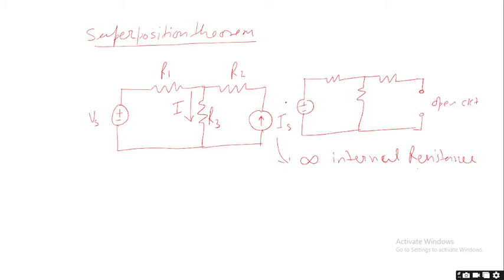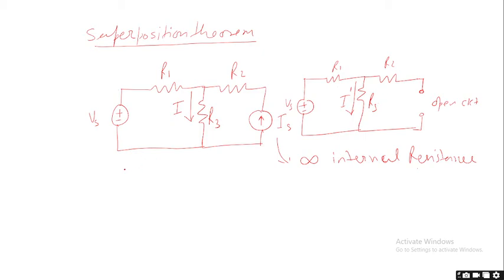And suppose this voltage source Vs supplies current I dash in resistance R3. So we will calculate I dash, the current through R3 due to the voltage source only, and as per the sign convention that will be downward through R3.